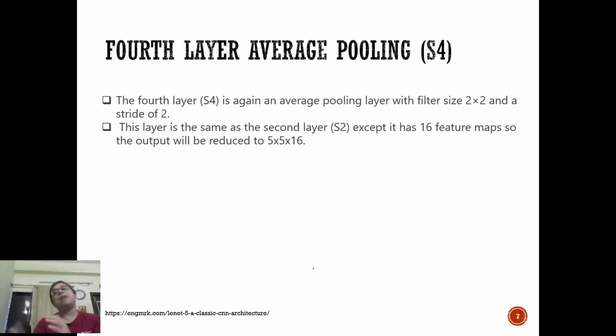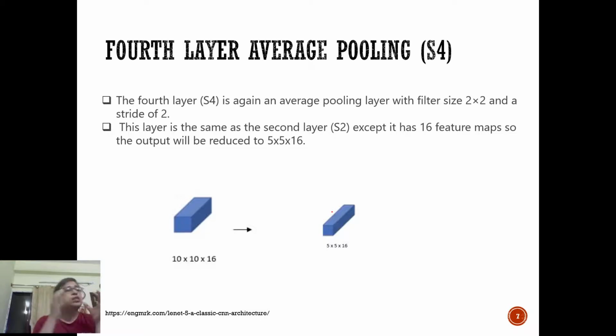Then you have another pooling layer, which is again average pooling, and the idea is again very simple. You have a 10 into 10 into 16 input, right? It will be halved because the filter size is 2 into 2 and a stride of 2 is used. So the output size will be 5 into 5 into 16, right?